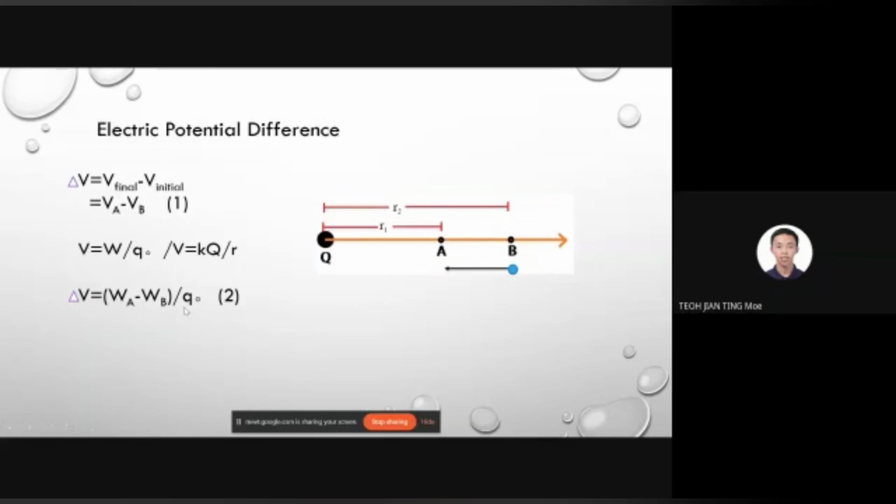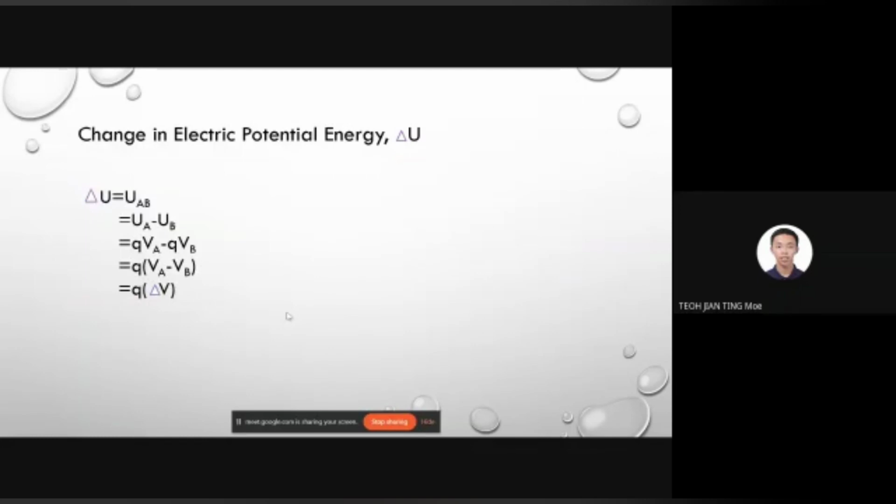Next, change in electric potential energy, delta U. Delta U equals UAB, which means UA minus UB. Since we know that U equals qV, we can write qVA minus qVB. We factor out the q, so it becomes q multiplied by VA minus VB. VA minus VB equals delta V. Hence, delta U equals q multiplied by delta V.